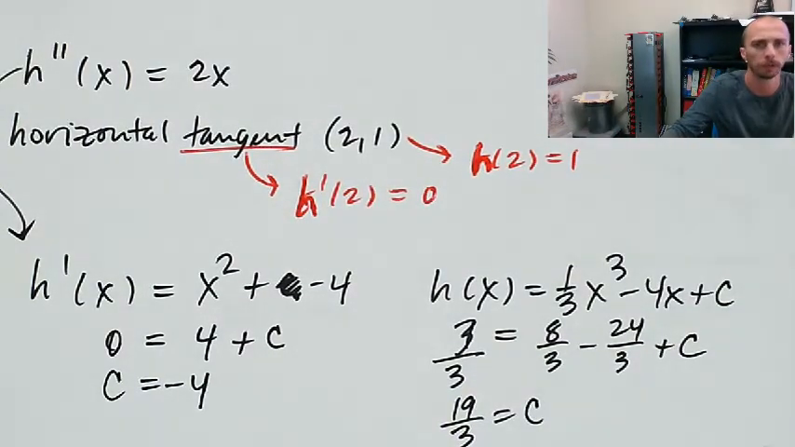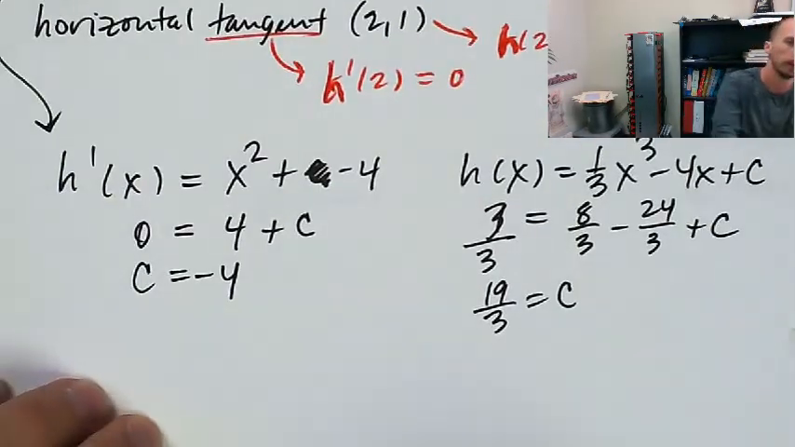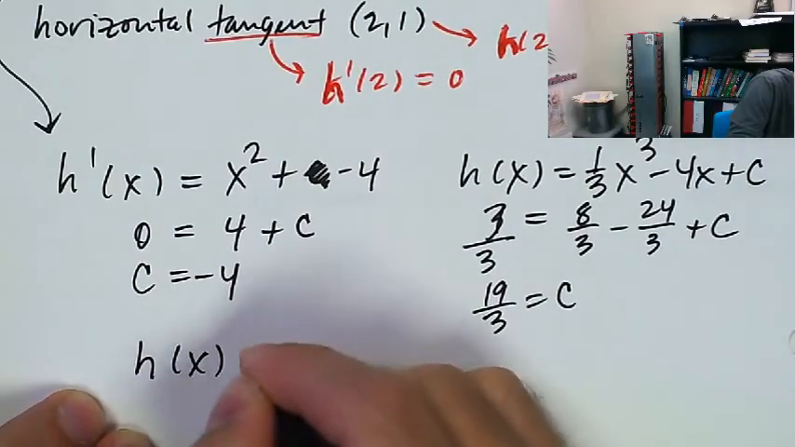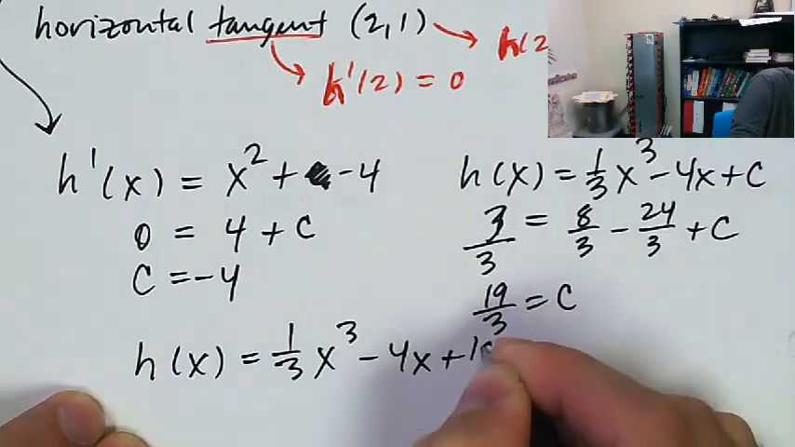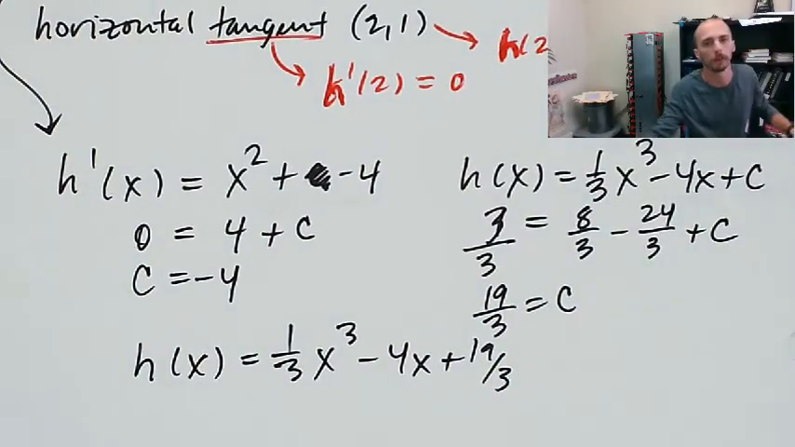That feels off. Let me see what I got. Sure enough, 19/3. All right, so h of x equals 1/3 x to the third minus 4x plus 19/3. That's all I got for you for this video.